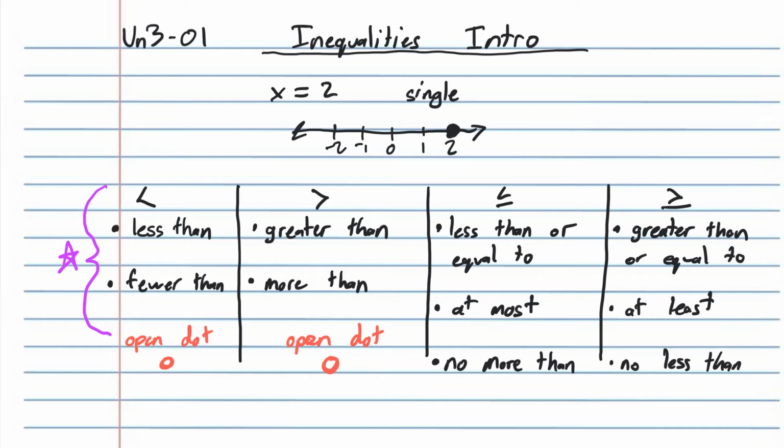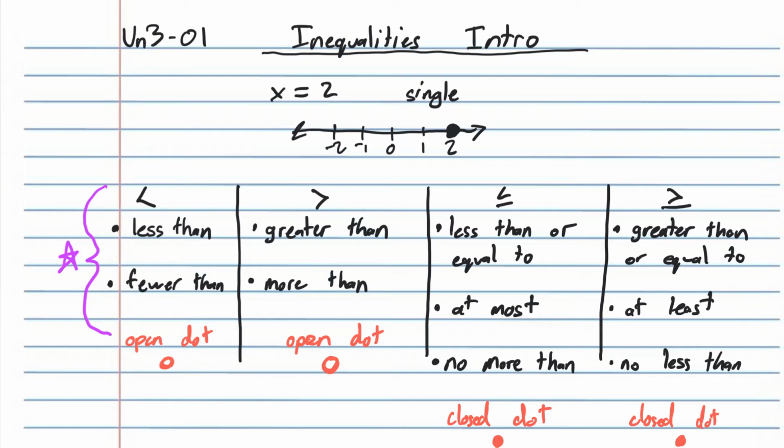And then we get to the less than or equal to symbol. Because it's equal to, we use a closed dot, very similar to the equal sign. So for the last two, we would use closed dots, which is just a colored in circle. Okay, so that's going to be something you're going to have to do when you solve these inequalities.